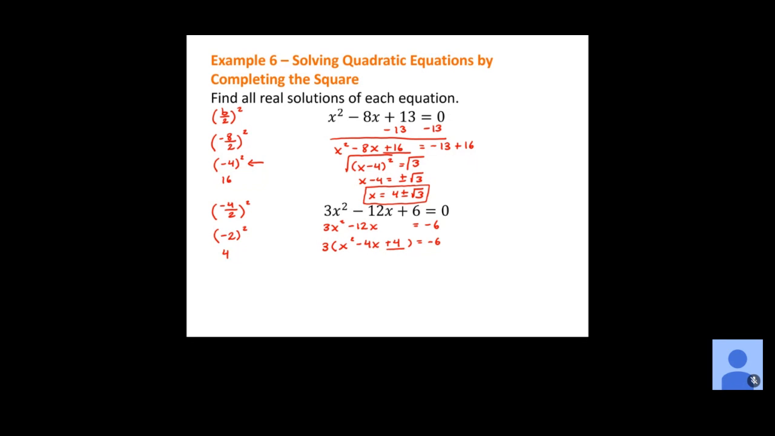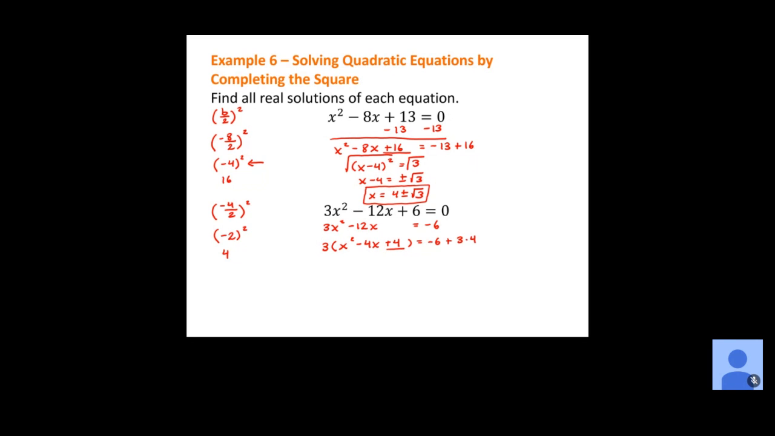Now, what else do we have to do? Okay, whatever we do to one side, we have to do to the other side. What did we add to the left-hand side? Be careful, right? We put a 4 in the parentheses, but what did we actually add to the left-hand side? We actually added 12 because that 3 on the outside would get distributed to the 4, and so we're actually adding 3 times 4 to the right-hand side. So we're adding 12. Okay?